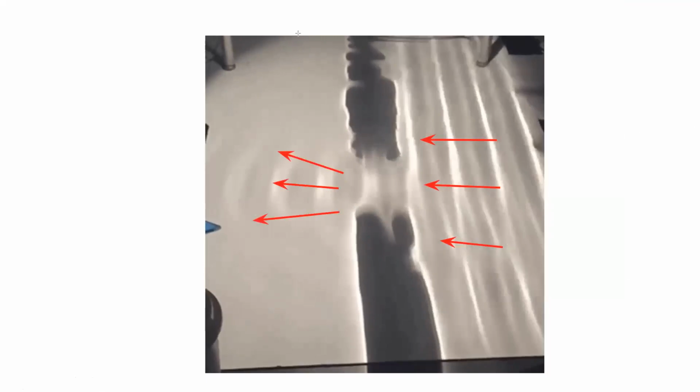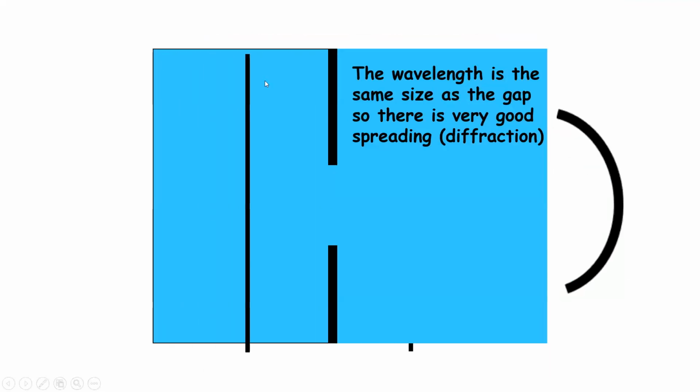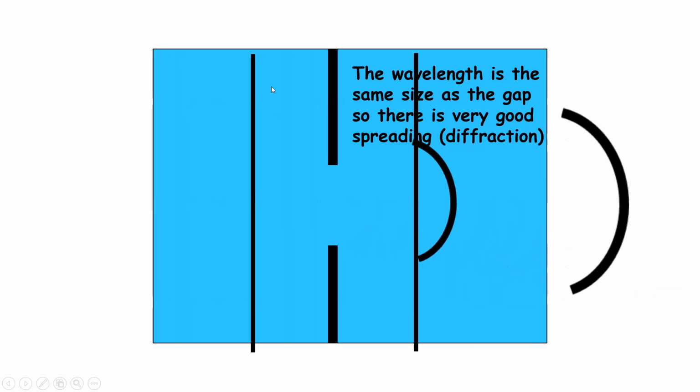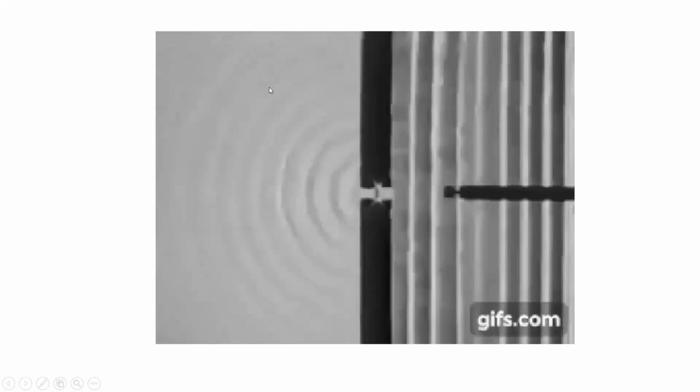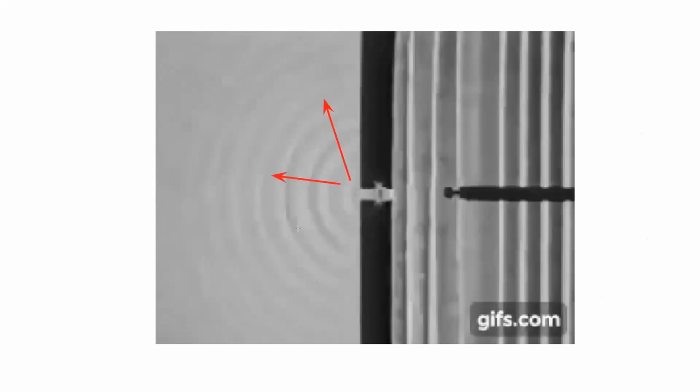But if we use a narrow gap, when the wavelength is approximately equal to the gap size, a greater proportion of the wave will spread out, or maximum diffraction will occur. As you can see here, the gap size is smaller than or equal to the wavelength. As a result, the wave will spread out in all directions. Is the property of diffraction clear?